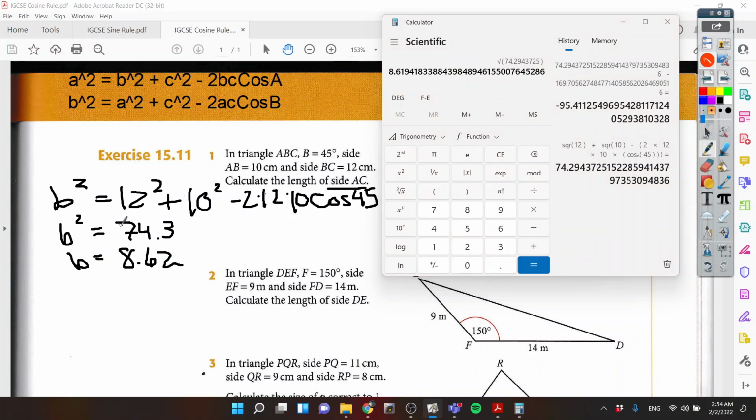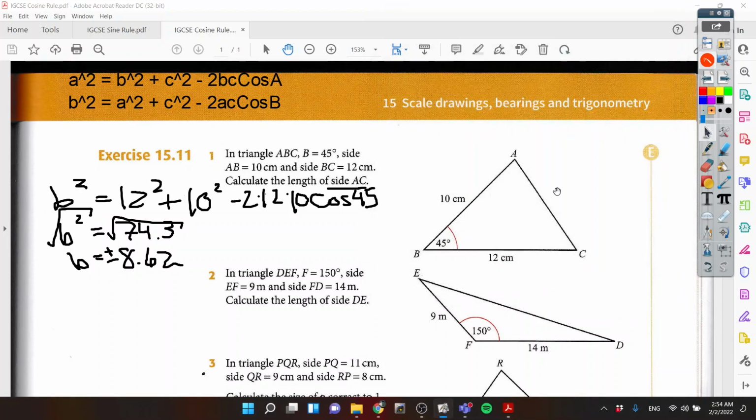8.62. And since we square rooted this, we should acknowledge that there is a positive and a negative square root, but in our case, this is the physical side of a triangle. It cannot be negative. So this side is 8.62. Great. I don't think you'll have much trouble with the next ones. Go ahead and work through some.